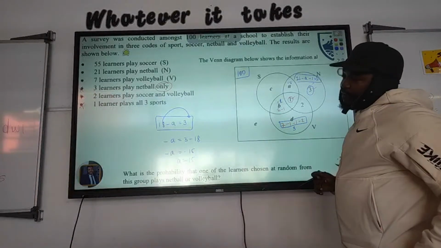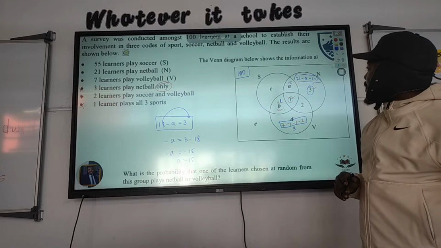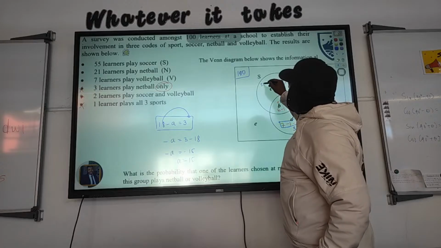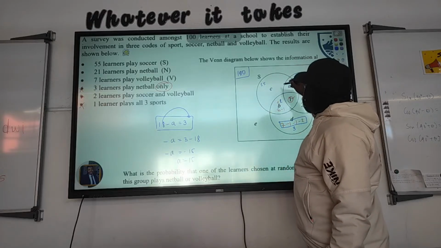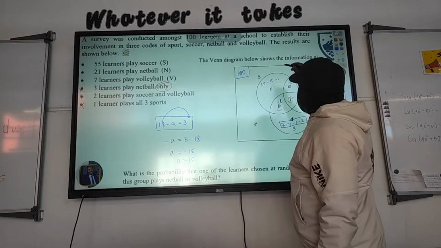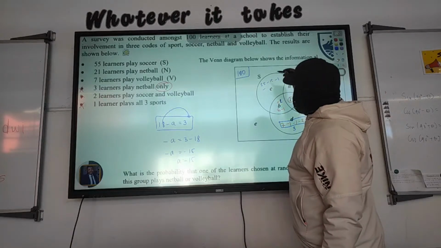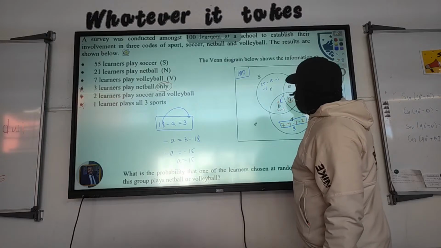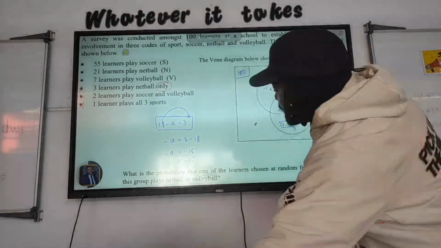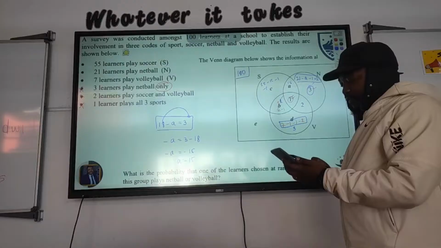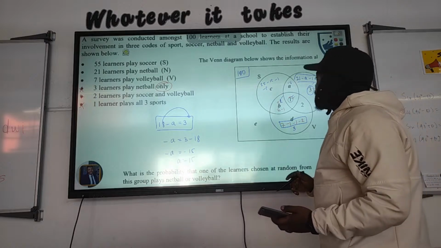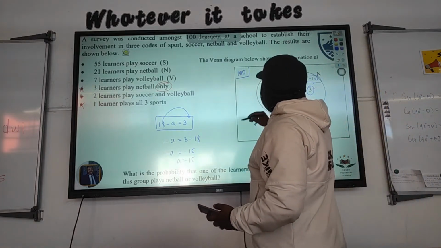And then we have 55 learners that play soccer. So we'll have 55 minus the intersection, because they didn't say only: minus 15, minus 1, and then minus another one. If you subtract those quickly with the calculator, 55 minus 15 minus 1, our answer will be 38.